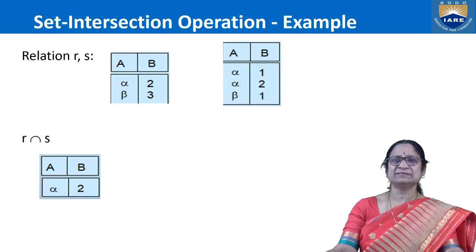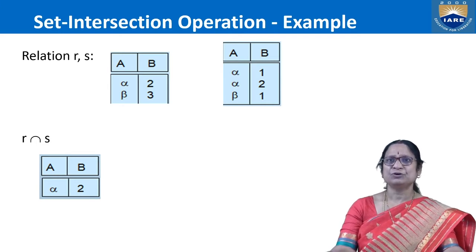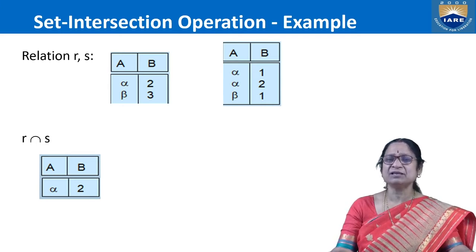Example: we are going to consider two relations, R and S. You observe that both relations have the same structure, with only two attributes each, the first attribute A and the second attribute B.